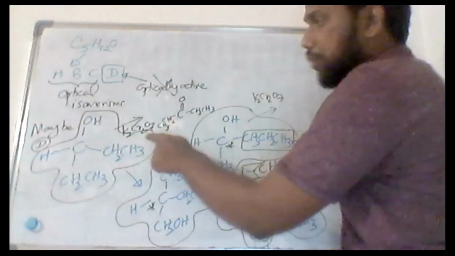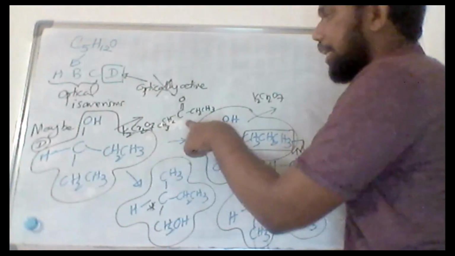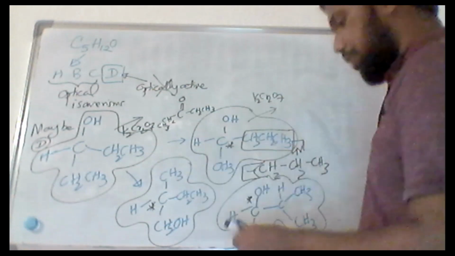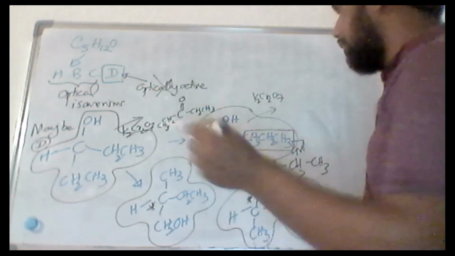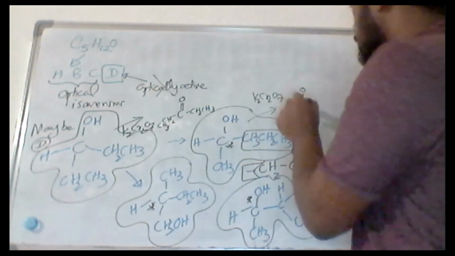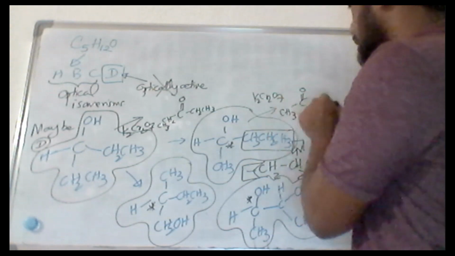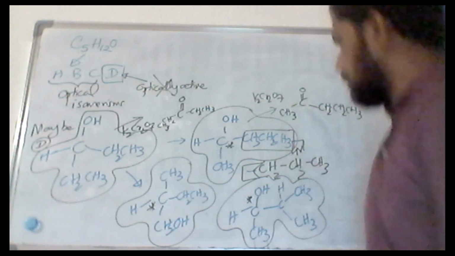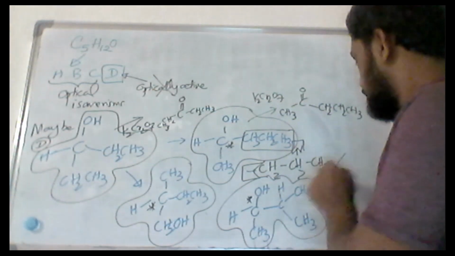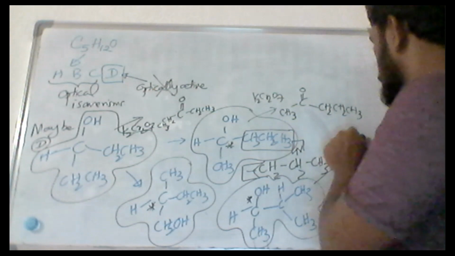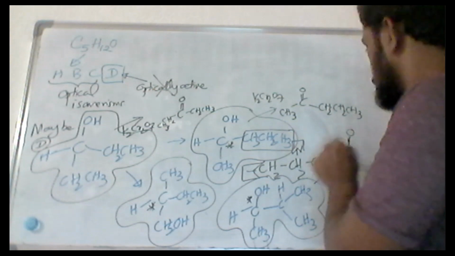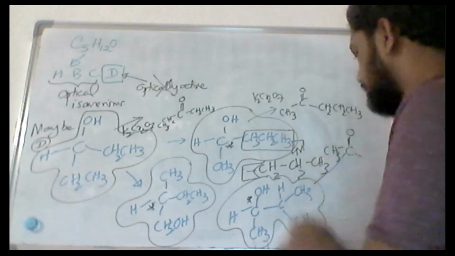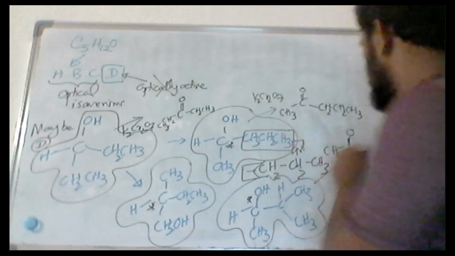So when you do this one with K2Cr2O7, it will form the ketone. And here, this one also will form the ketone, but here this is CH3, and here CH2, CH2, and CH3. This is the other one. And this is the other one with K2Cr2O7. This will form again the same ketone, CH3, but here this is the linear chain, and here this is the branched.